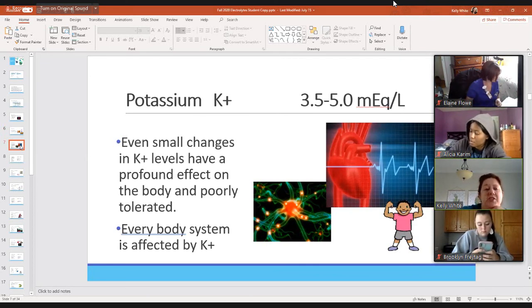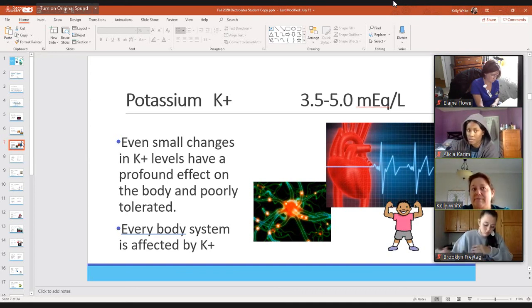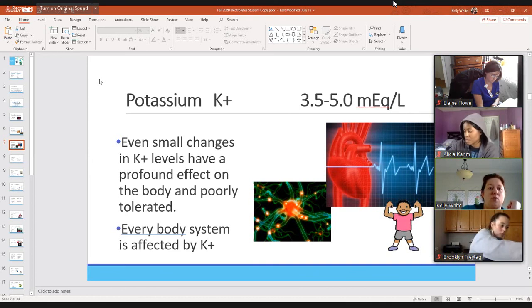The very first one I'm going to talk about is potassium. Potassium is the one where you're going to see the most issues, and I think it's the most predominant electrolyte imbalance that you will see in your nursing career. Even very small changes in your potassium levels have an extremely profound effect on your body and are very poorly tolerated, especially with your heart.